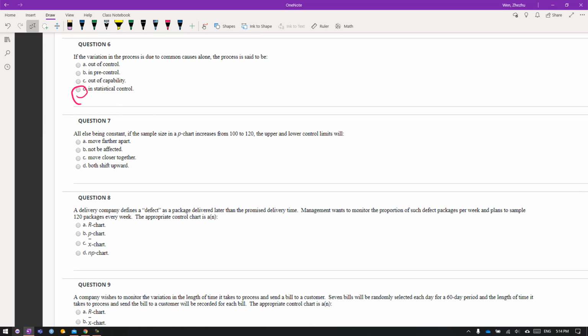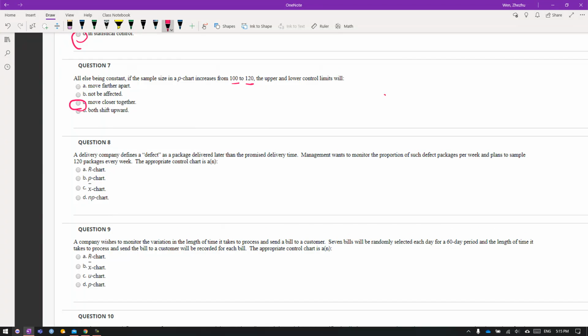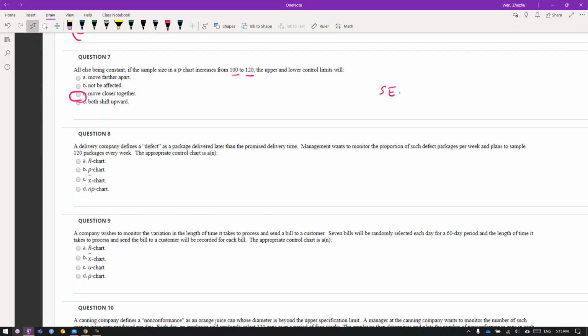All else being constant, if the sample size in a p bar chart increases from 100 to 120, the upper and lower control limits will move closer together. Therefore, you will have a narrower control span, right? That's because your standard error will be smaller here.